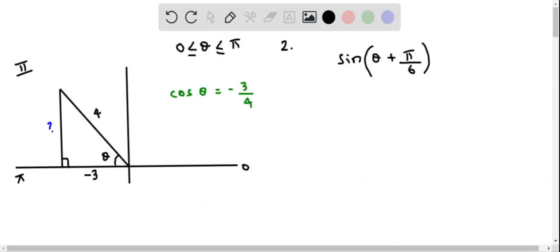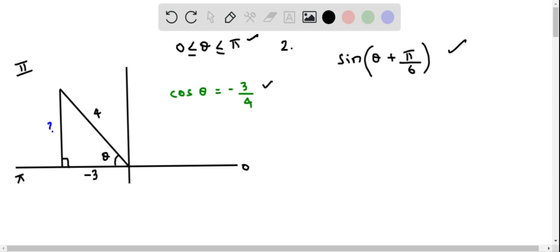We now do question 2. Here we determine the exact value of sine of theta plus pi by 6, given that cosine theta equals negative 3 by 4, where theta lies between 0 and pi. So first we have to construct the right triangle in quadrant 2, because only in quadrant 2 cosine theta is negative, as well as in quadrant 3 cosine theta is negative. However, since theta lies between 0 and pi, we have to construct this right triangle in quadrant 2.